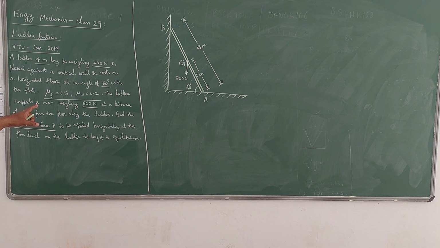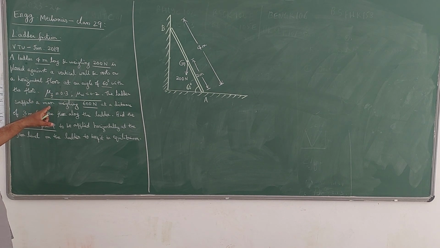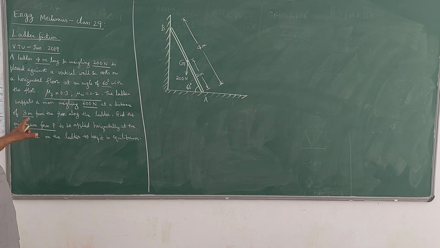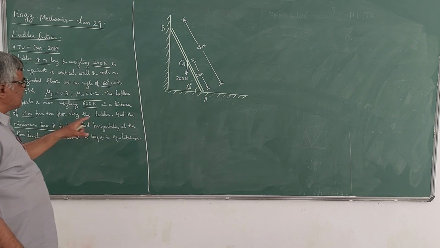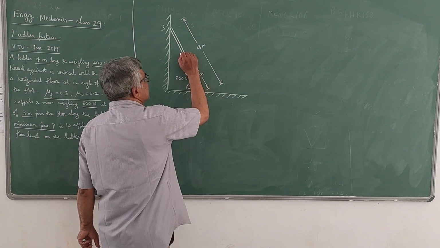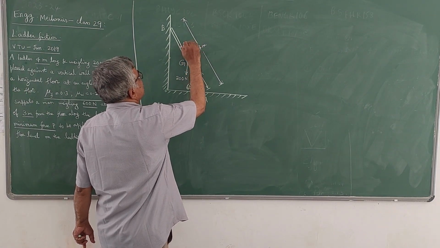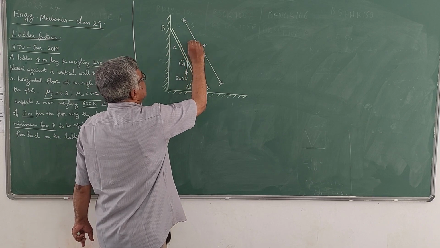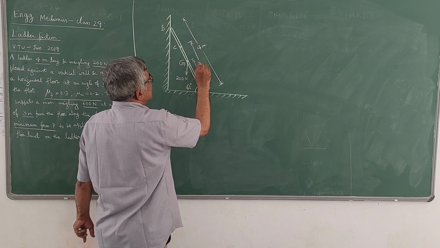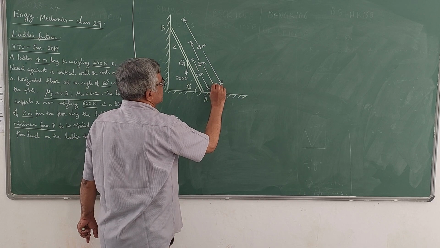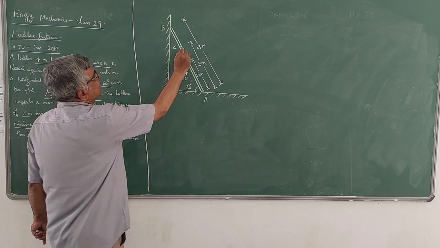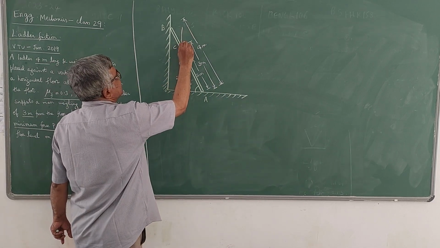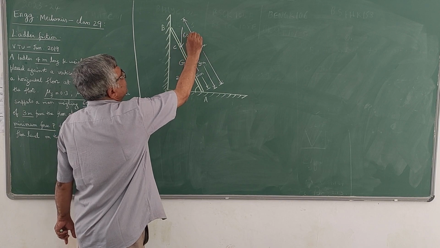Now he has given that a man is standing at a distance of 3 meters from the floor along the ladder. So along the ladder means like this, and 3 meters means it will be here. I will take this point as C. A man is standing at a distance of 3 meters from A. The weight of that man is given as 600 Newton. That is like this.